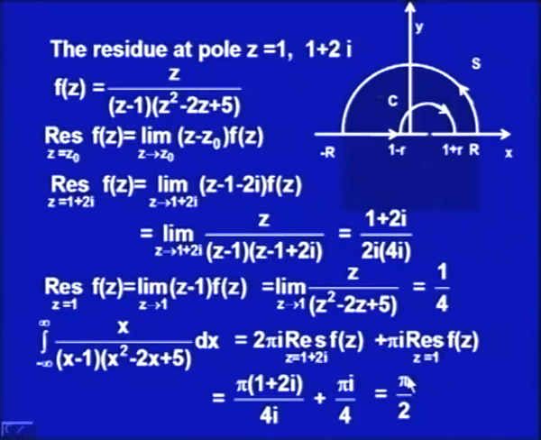Here, when we have a pole on the real line, we have used this formulation. Now, let us extend this result if we have more than one simple pole on the real line.